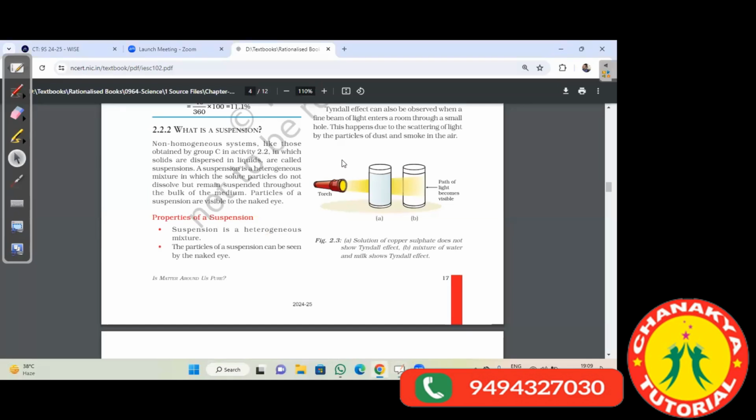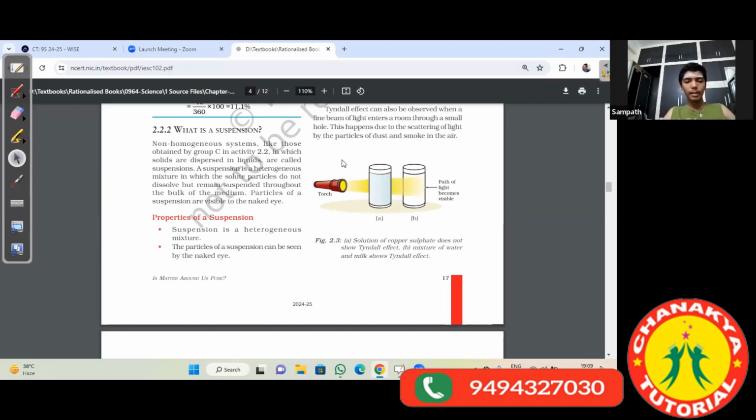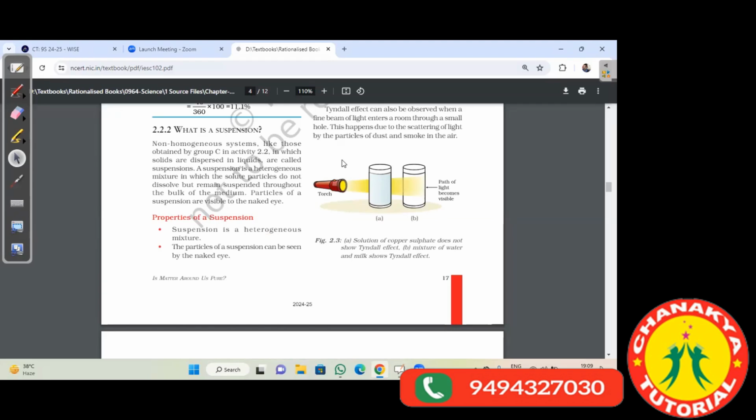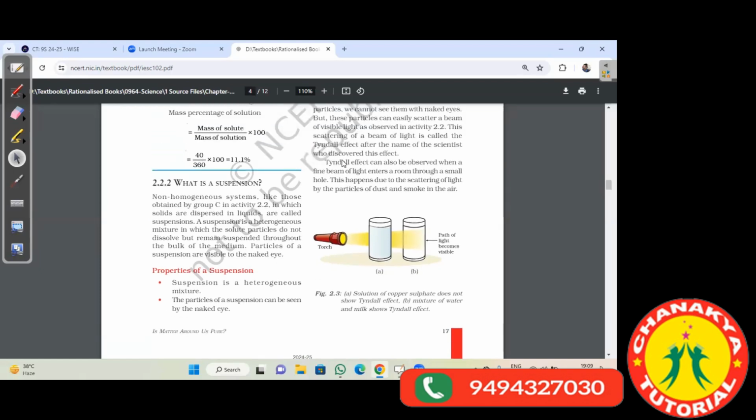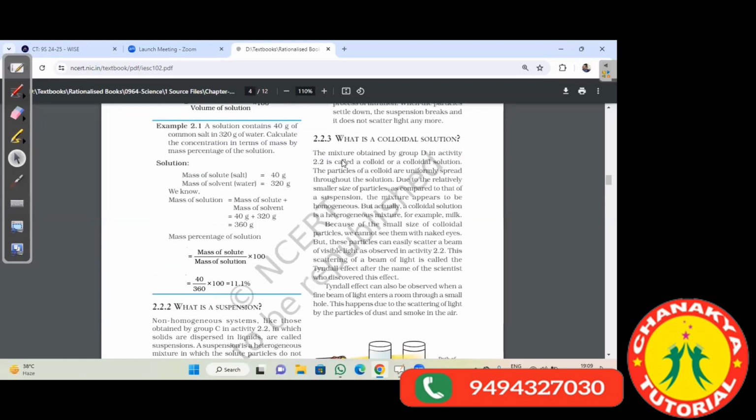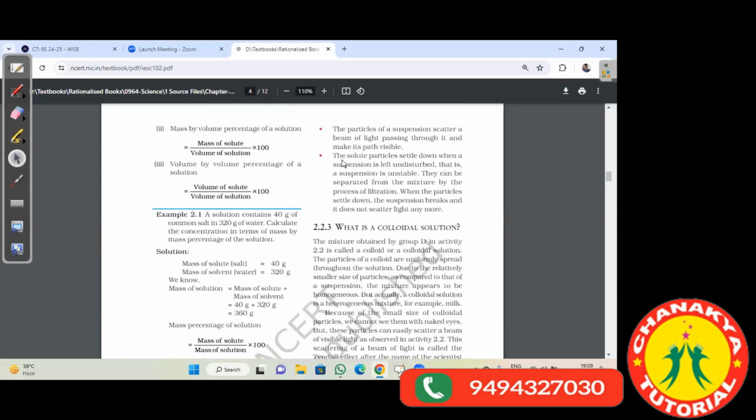What about their filtration? Can the particles of a suspension be filtered through a filter paper? Sir, some of the mixtures can be and some cannot be. No. Particles of a suspension can be separated by a filter paper. If it is a suspension, it can be filtered out, since the size of the particles is greater than the size of the pores.